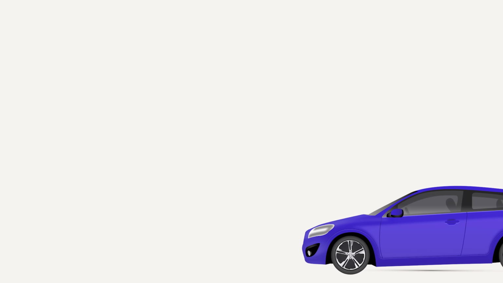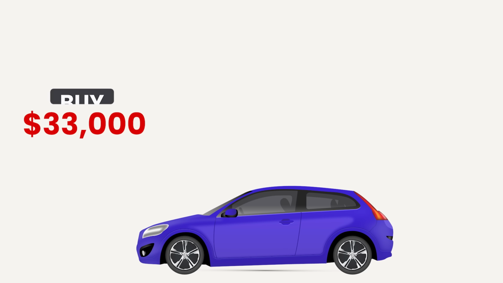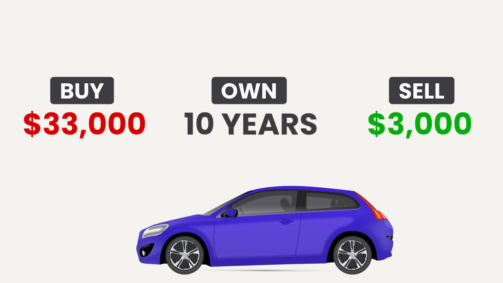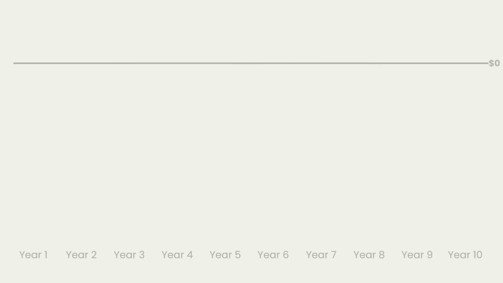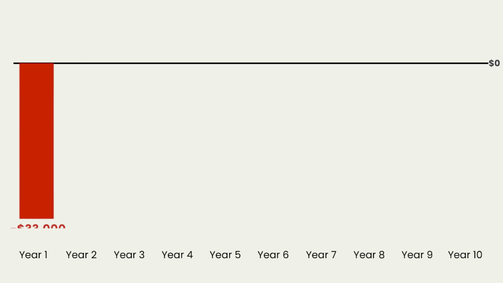Let's say a corporation goes out and buys a car for one of its employees. The corporation spends $33,000 to acquire the car. They expect to own the car for 10 years, and after 10 years, they expect to sell that car for $3,000. So here is visually what the corporation experiences from a cash perspective. It costs the company $33,000 in year one to buy the car, and then the company sells the car in year 10 and makes $3,000.